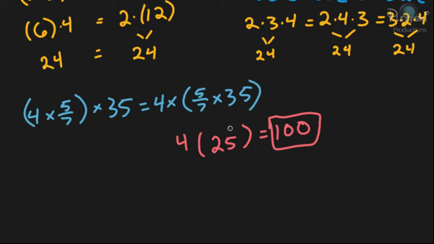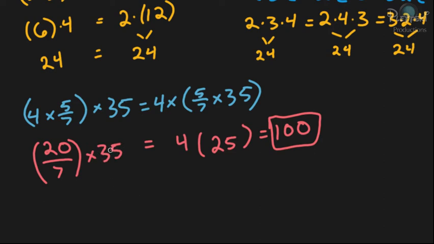and using larger numbers. Because if we did it the other way, and let's do it the other way just to show you how much more work it's going to be. So 4 times 5 sevenths. Well, we can't divide 4 by 7, so we're going to multiply the numerators. So 4 times 5 is 20, and you put that over 7, and then you multiply that times 35.